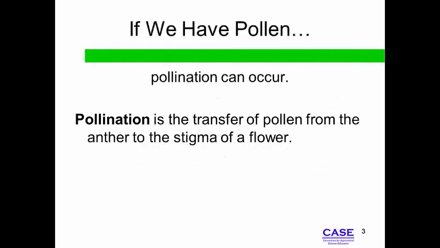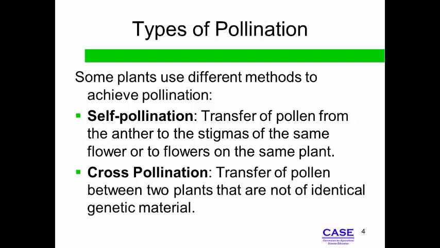Pollination is the first step in producing a seed or fruit. Pollen must be transferred from an anther to the stigma. When pollen is transferred to the stigma of the same flower, self-pollination occurs. Pollen transferred from one flower to the stigma of another flower is cross-pollination.